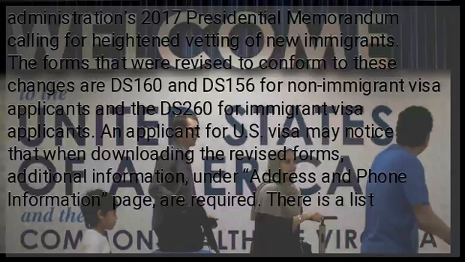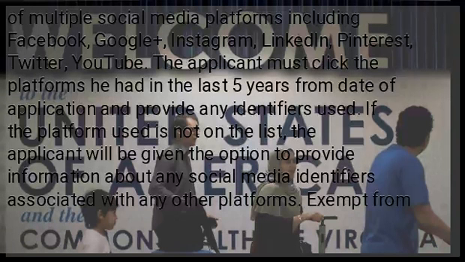An applicant for a U.S. visa may notice that when downloading the revised forms, additional information under the address and phone information page is required. There is a list of multiple social media platforms including Facebook, Google+, Instagram, LinkedIn, Pinterest, Twitter, YouTube. The applicant must list the platforms he had in the last 5 years from date of application and provide any identifiers used. If the platform used is not on the list, the applicant will be given the option to provide information about any social media identifiers associated with any other platforms.